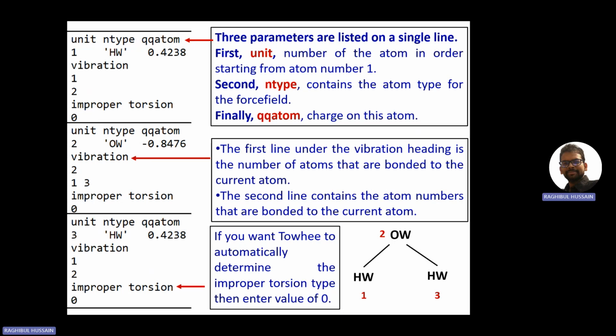So second is 2. Type is OW. This is the charge. Now vibration. Now O2 is connected with how many atoms? 2. So we have written 2. And what are those two? 1 and 3. So we have written 1 space 3. Similarly, you complete the third one. Third one is HW, charge is given, connected with one atom, the number is 2. So this is how we define the atoms in the top.